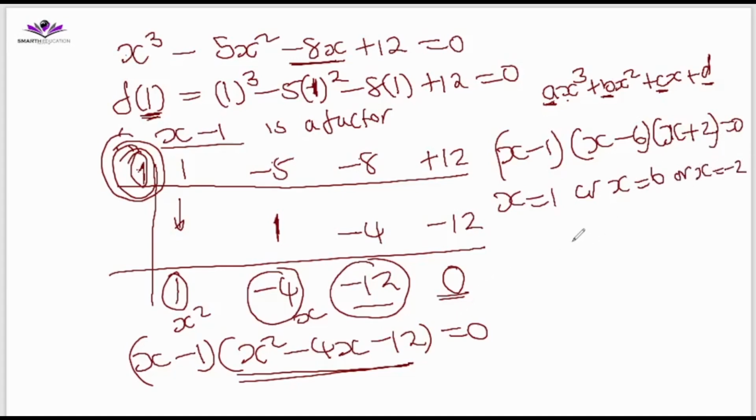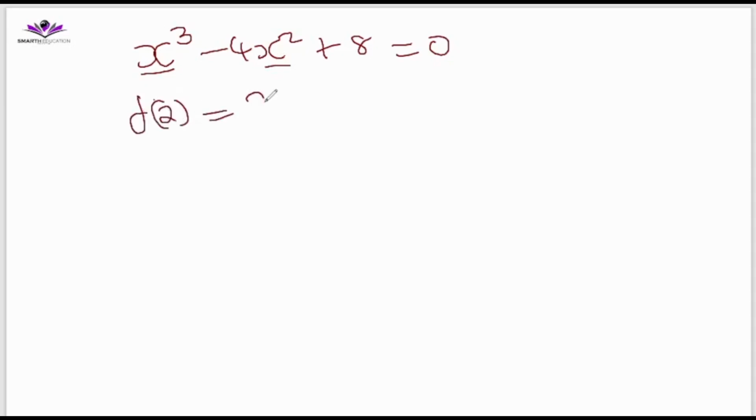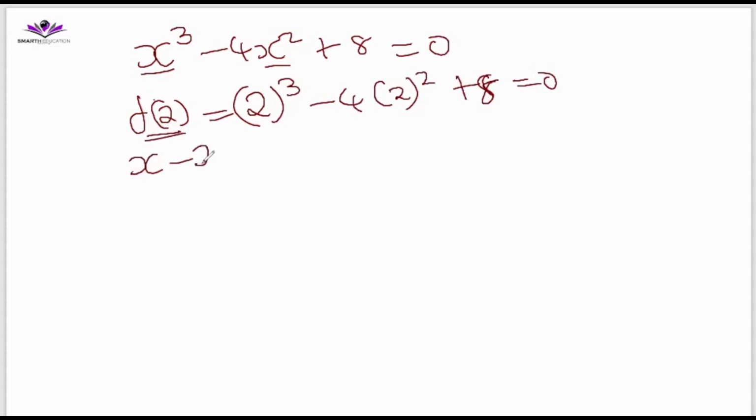Let's try the next one. Let's say we have another one which is like this: x cubed minus 4x squared plus 8 is equal to 0. Look for the numbers that can give you 0 if you substitute them where there's x. You try 1, try -1, try 2, try -2. I found that 2 will give us 0. If you substitute 2 there, we'll get 0 plus 8, like that. This is equal to 0. Then what does that mean? It means that x minus 2.